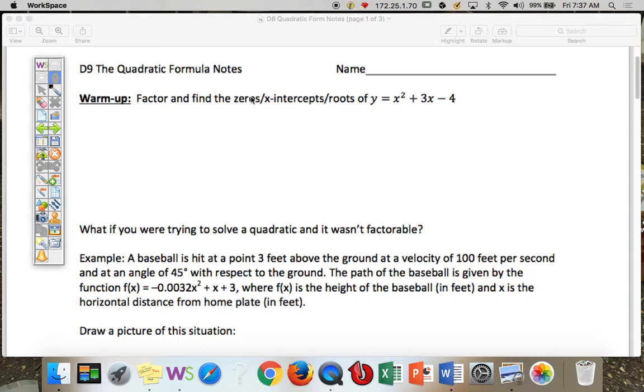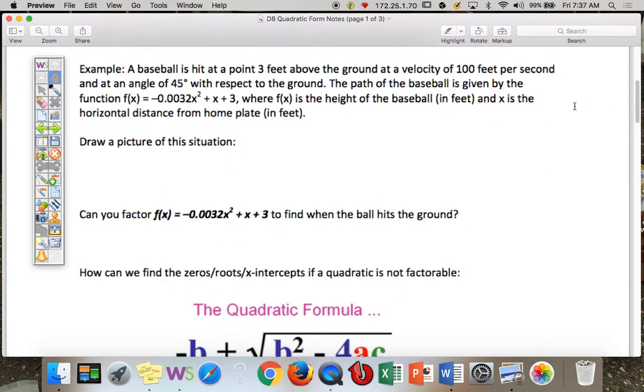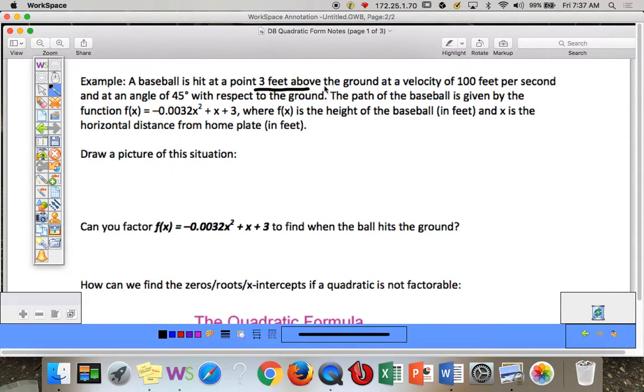What if you were trying to solve a quadratic and it wasn't factorable? Example: a baseball is hit at a point 3 feet above the ground at a velocity of 100 feet per second at an angle 45 degrees with respect to the ground. The path of the ball is given by this quadratic. Draw a picture of the situation.